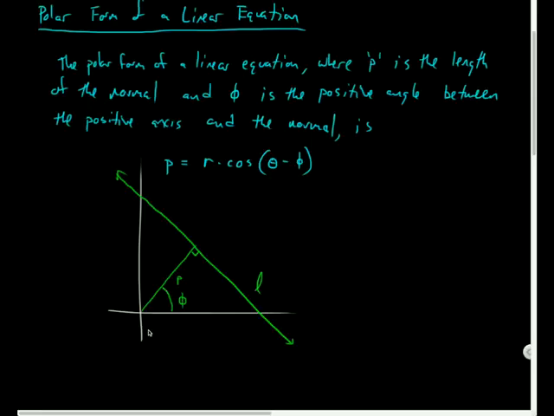Okay? And in the past we have defined the equation of a normal in a rectangular system being x times cosine phi, plus y times sine of phi, minus p equals 0, where phi is the angle and p is the length of the normal. Alright, so that's for the rectangular coordinate system.